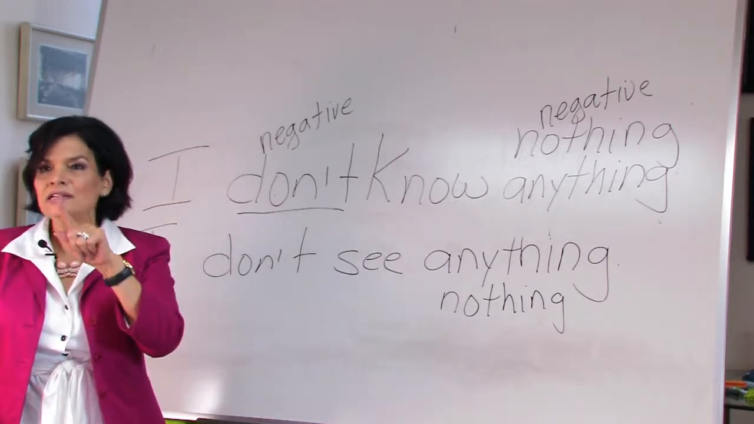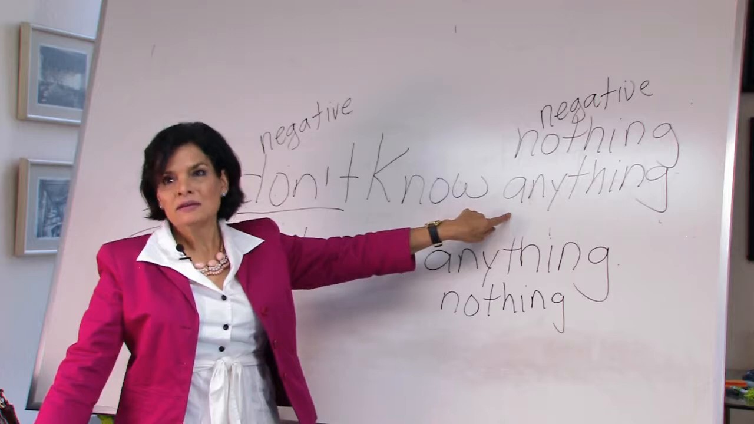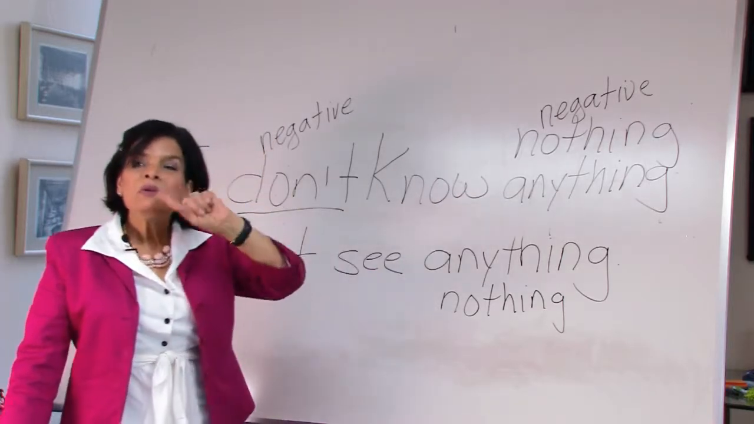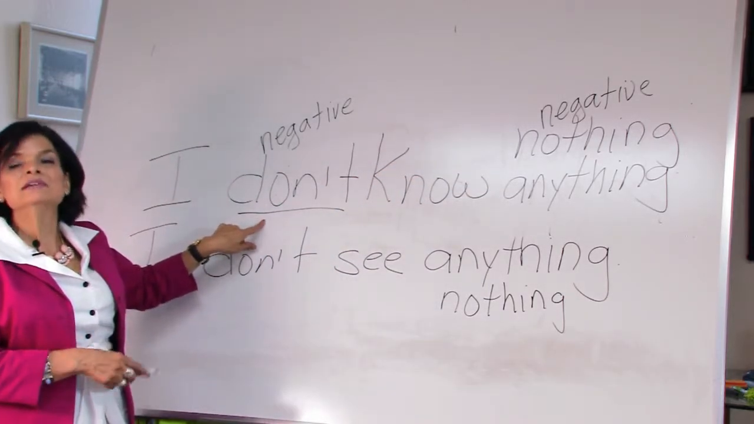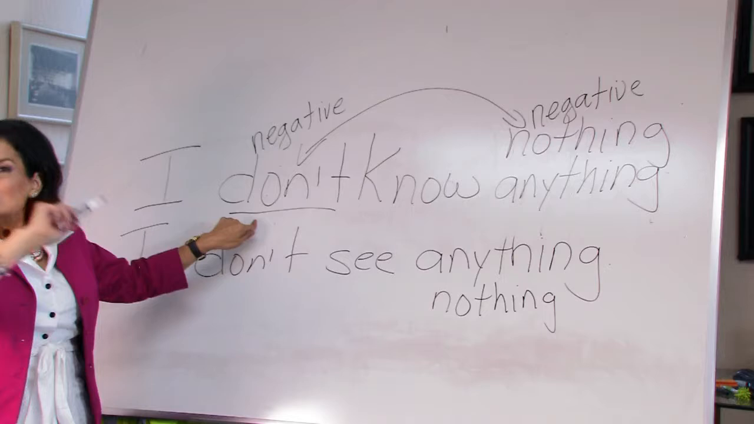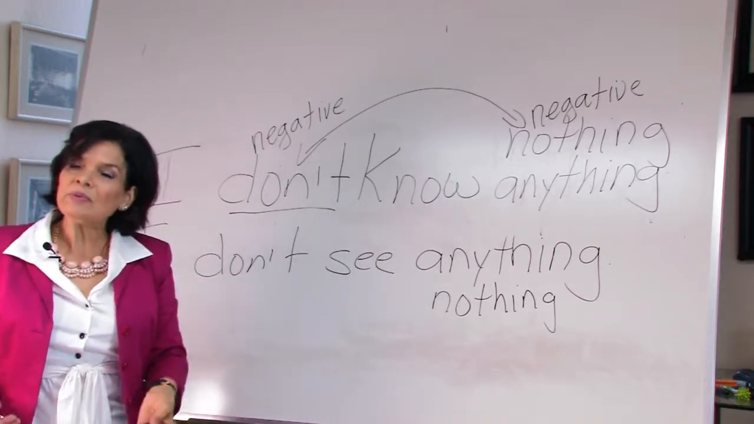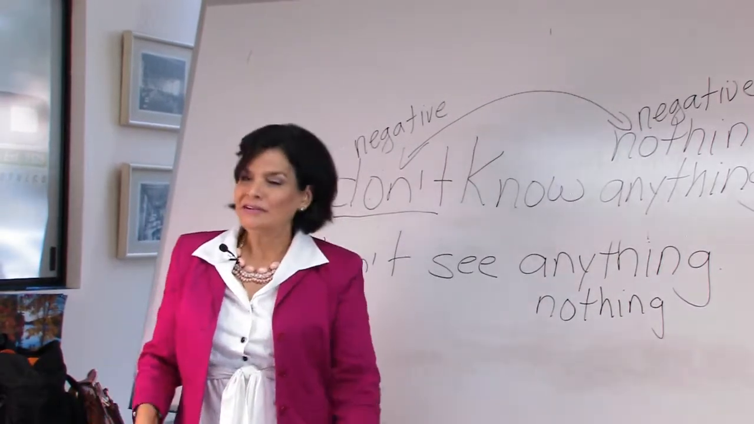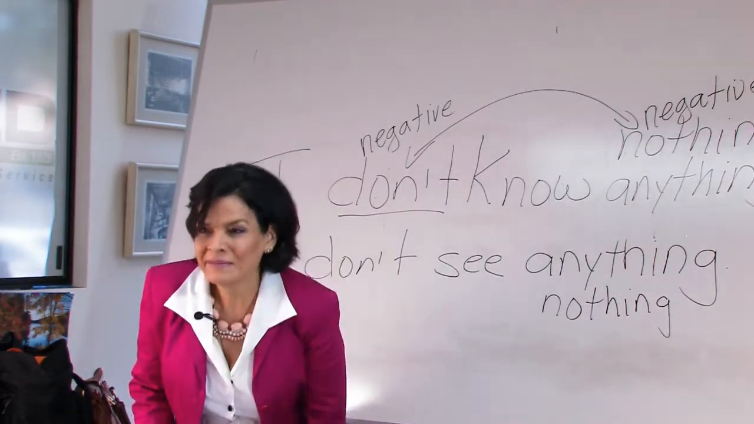So listen to this, Cesar. Listen. I don't know anything. Anything is correct. We cannot use nothing because we already have this negative. Don't is negative. Negative and negative. That's a double negative. So we don't use double negatives. A lot of people use double negatives, but it's incorrect. They say, I don't know nothing. But that's incorrect. The correct way is, I don't know anything.